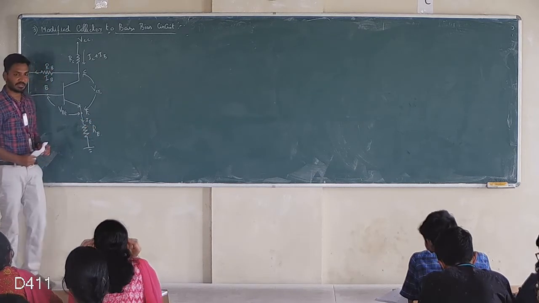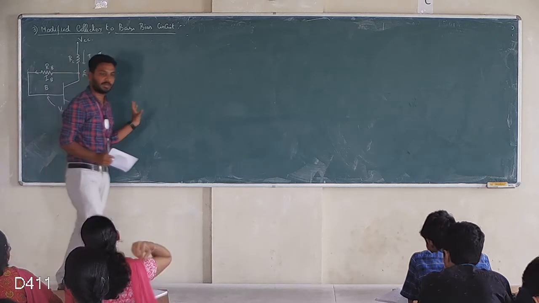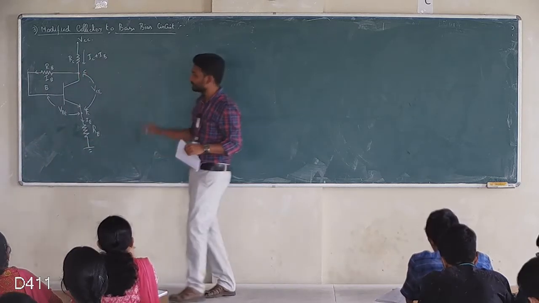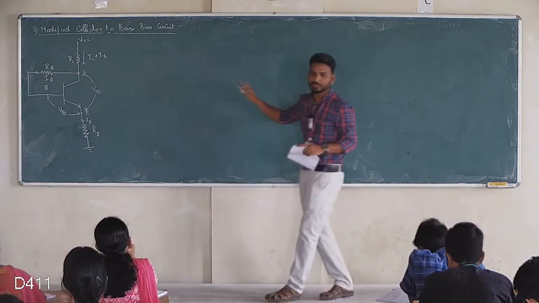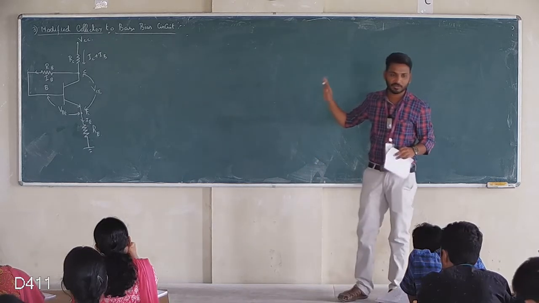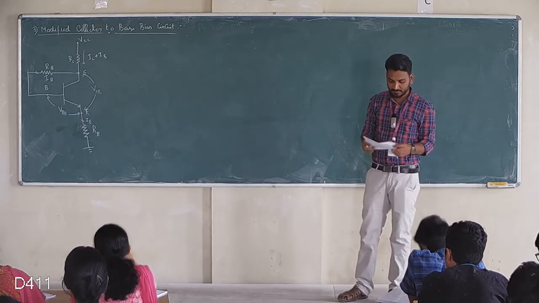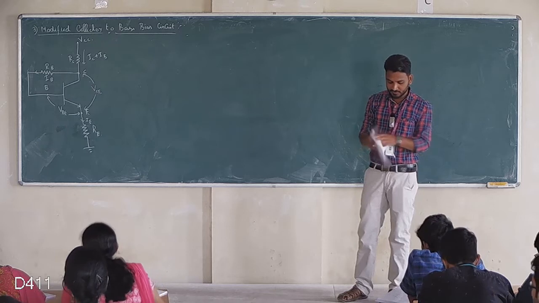Okay, same procedure. What we did in the collector based bias circuit, we have to find the two KVL equations in the two branches. Okay, find the equations, same IB, VCE.